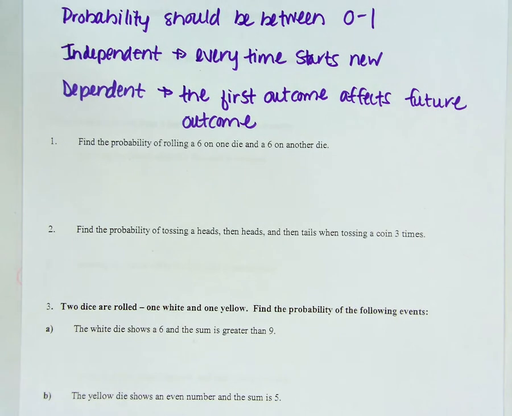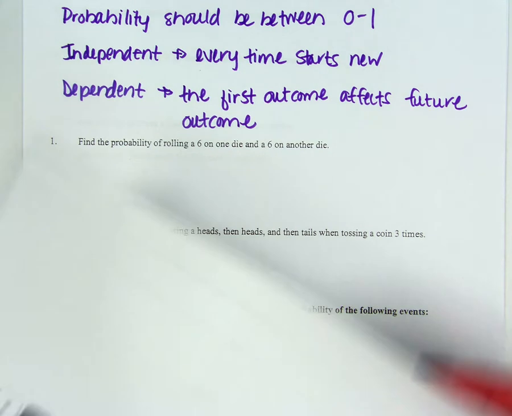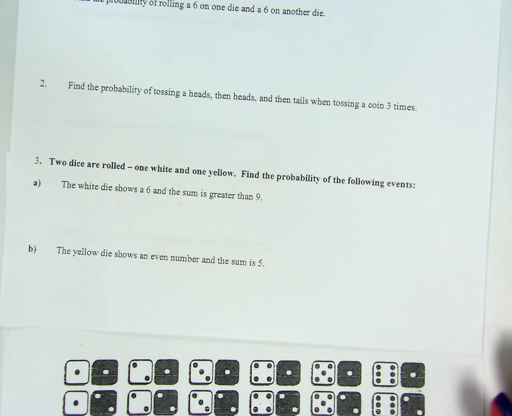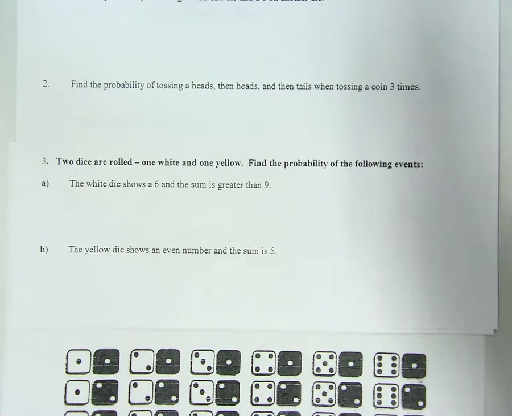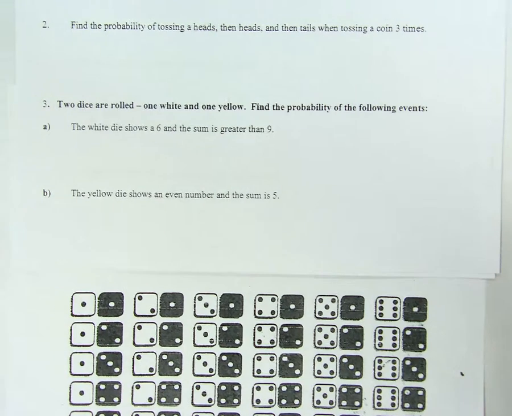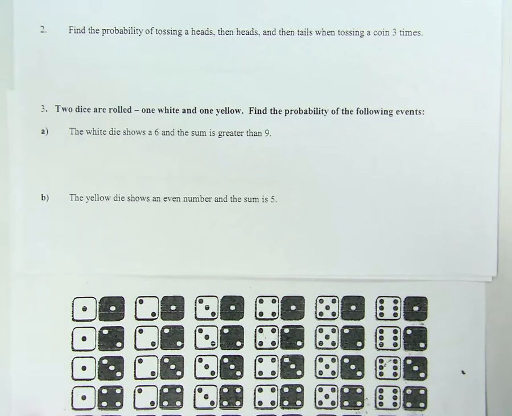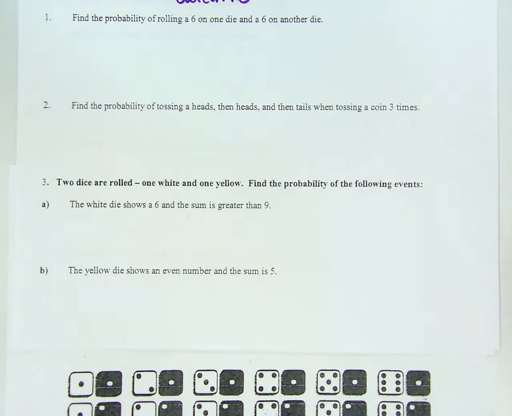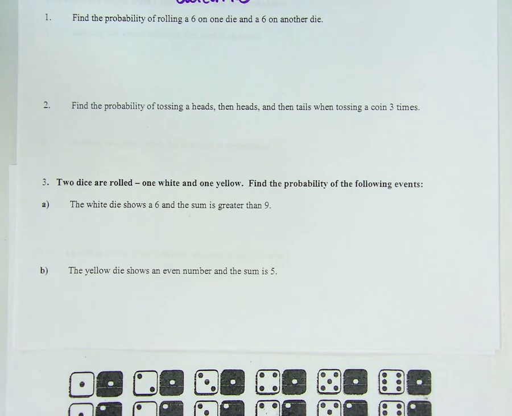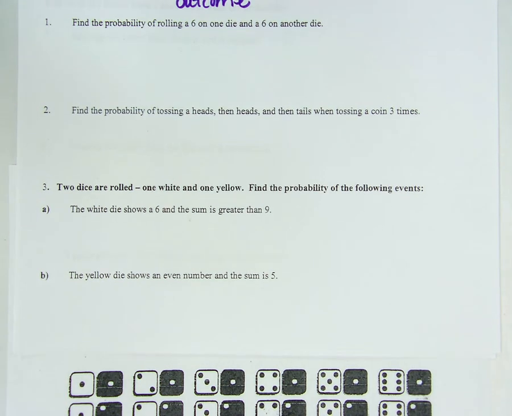The first problem says find the probability of rolling a 6 on one die and a 6 on the other. You guys are going to get a sheet just like this one here. I'm going to use this right now, and you need to make sure you hang on to this because we're going to use this throughout this whole unit. So you're going to take a look at all of this. This is all of the possibilities that we have on this sheet here.